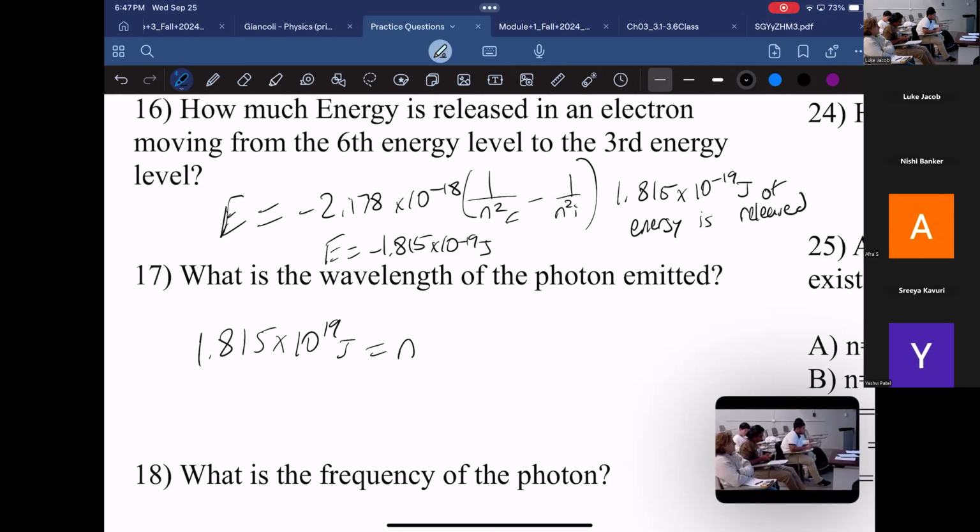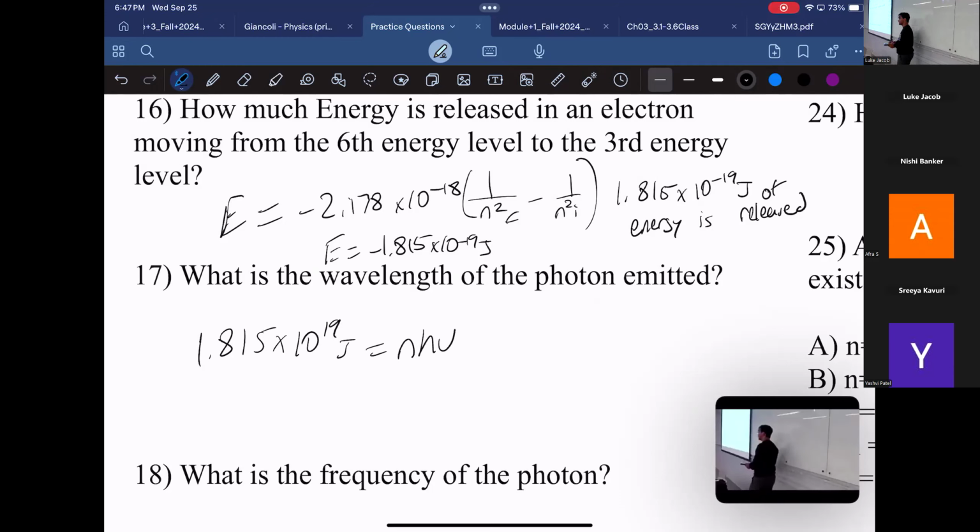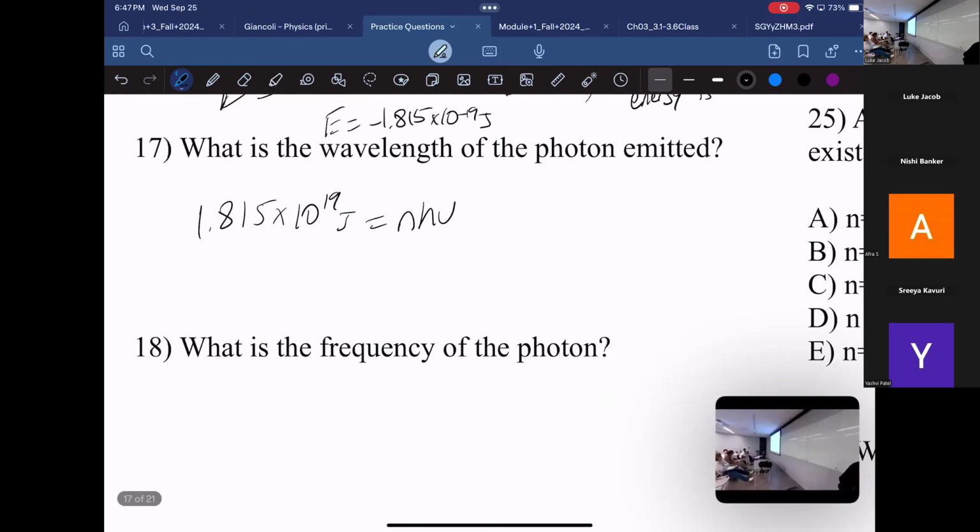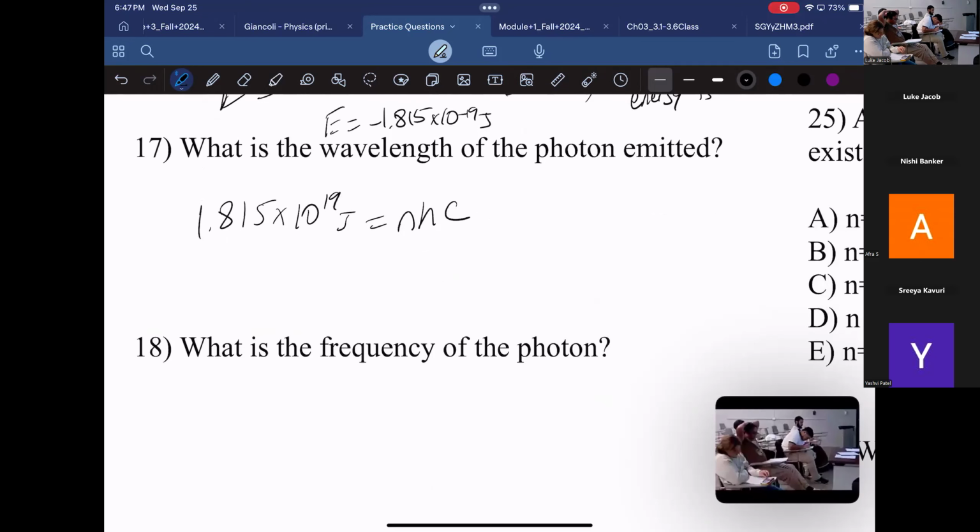Right, equals NHV. N is one, okay? Anytime you do these questions, N equals one. They're never going to tell you it's not one, because this only applies for hydrogen atoms. So you want to find the wavelength and the frequency. You can do either one first. I'll do the wavelength one first, just to speed things along.